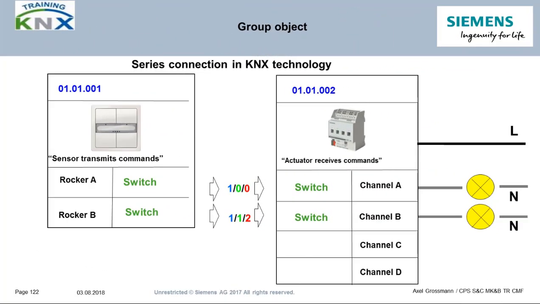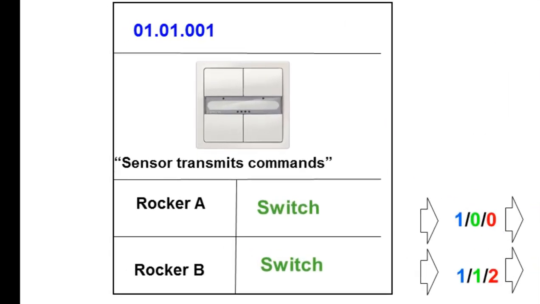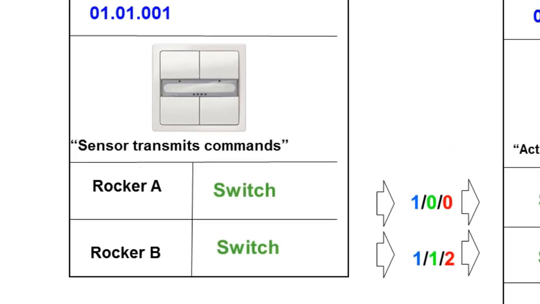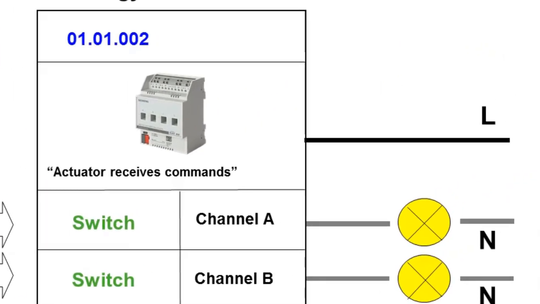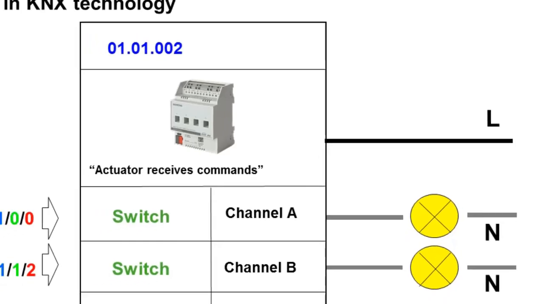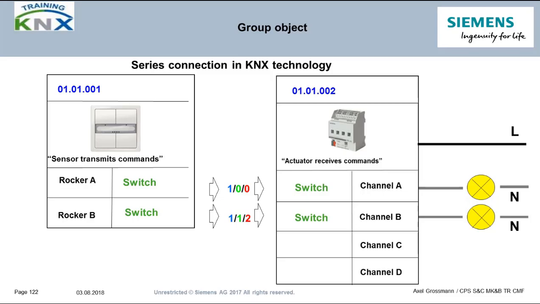Series connection in KNX technology. If you are an electrical installer, you know the meaning of a series connection. To operate 2 separate circuits from one place, 2 switches are required in one box. The loads are separately wired to them. In KNX, it is as simple as this. Use a twin rocker switch, 2 group addresses, and an actuator with at least 2 outputs. The group addresses will be linked, like before, to the corresponding sensor and actuator communication objects.